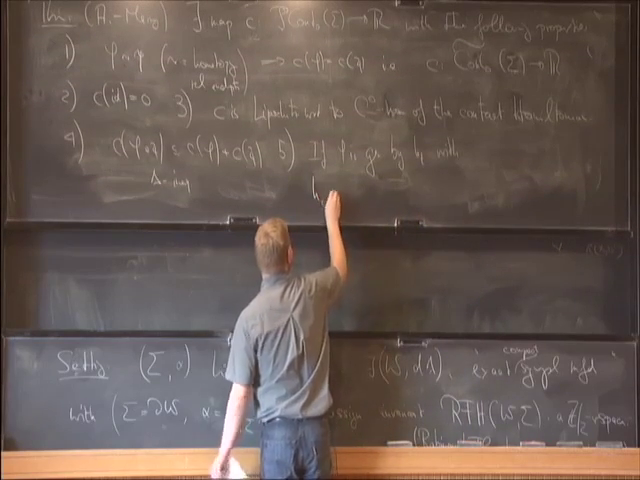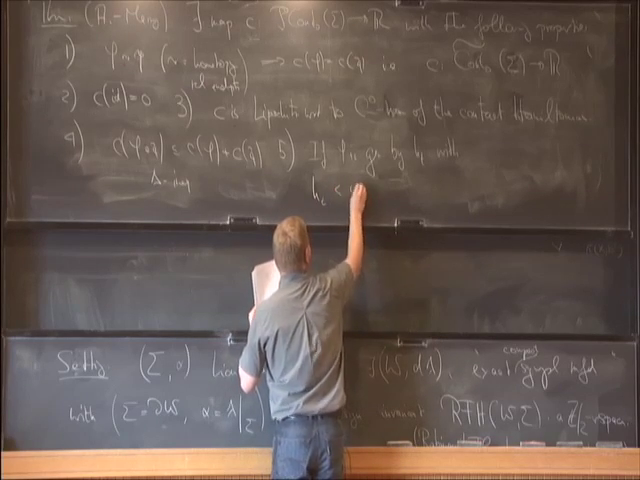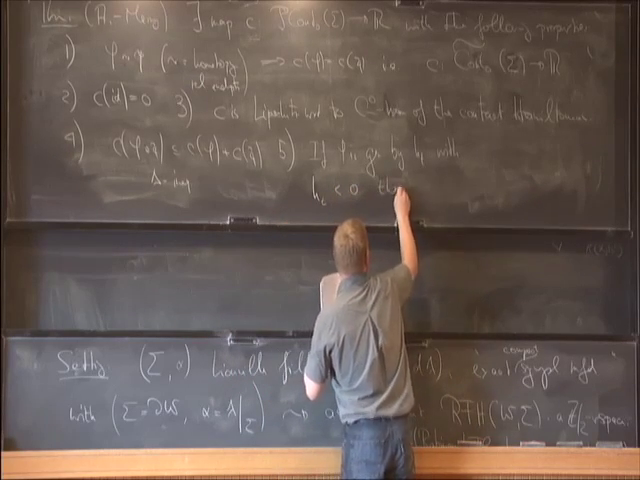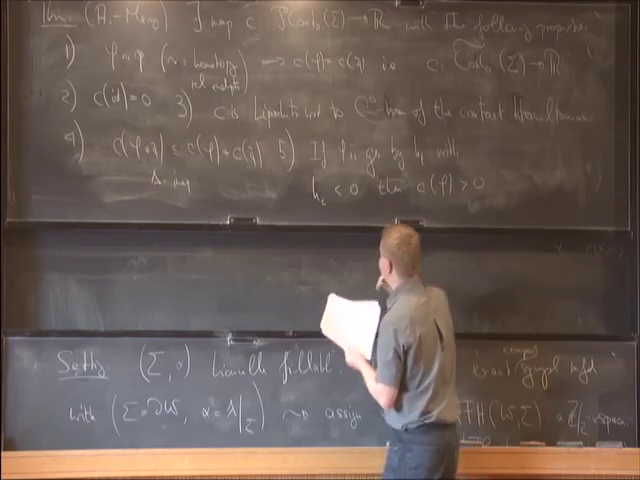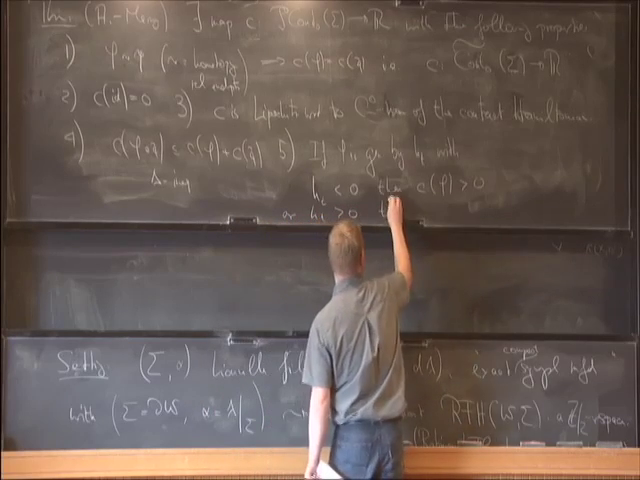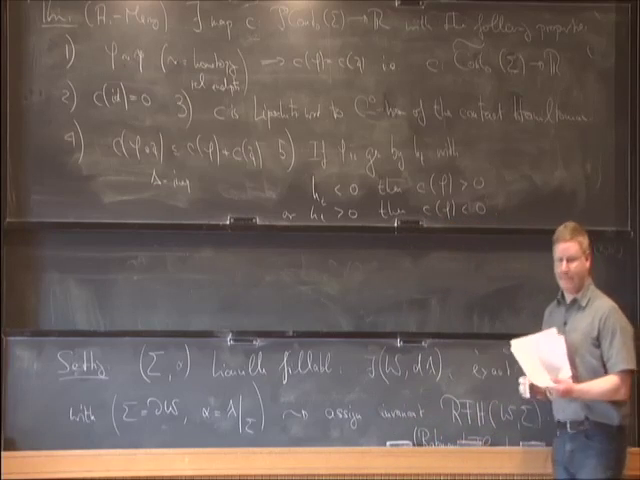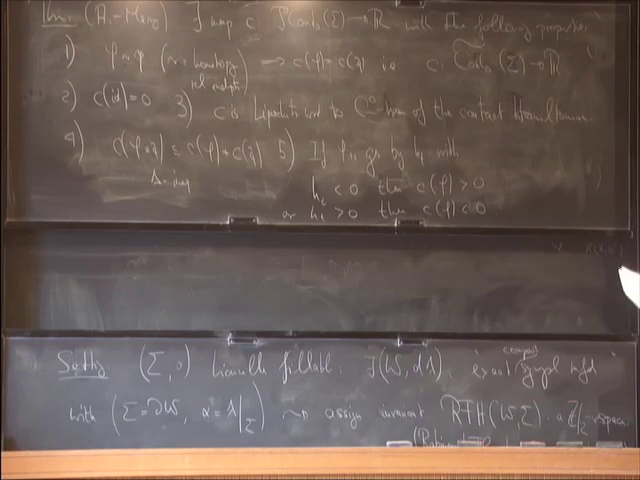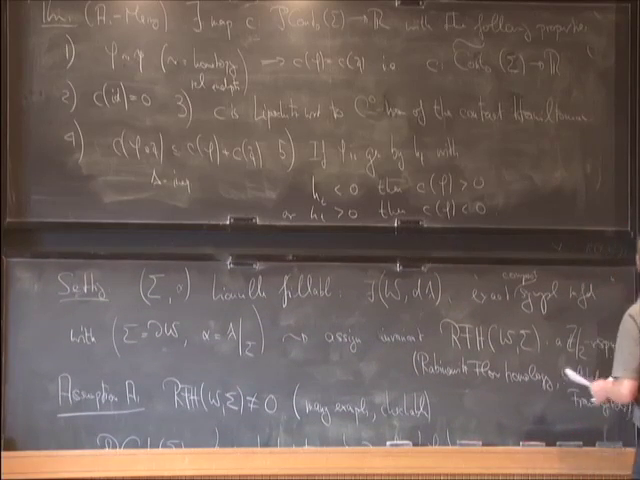First case: h_t is strictly negative, then C of phi is strictly positive, or h_t is strictly positive, then C of phi is strictly negative. The signs are slightly odd, but I can't do anything about it. Okay, so we get a non-trivial map. And now we get a relative version of this last property.